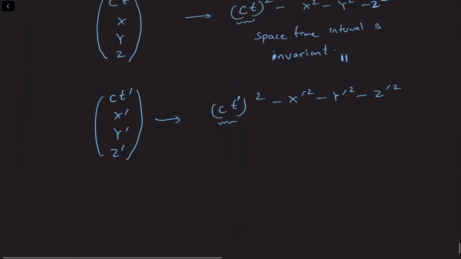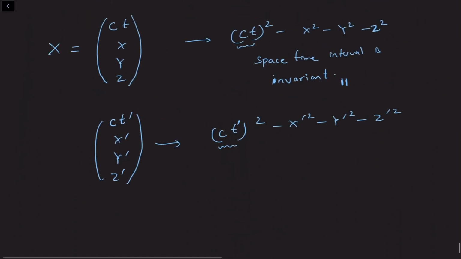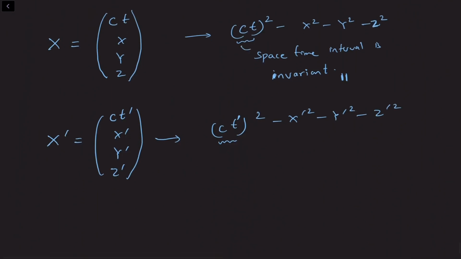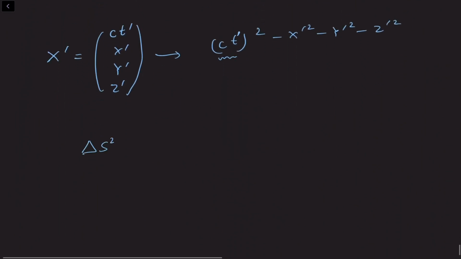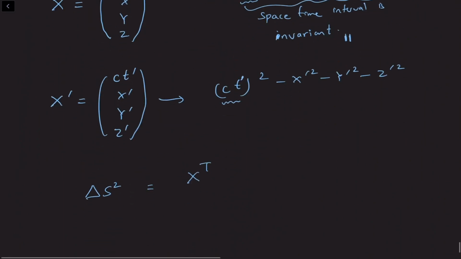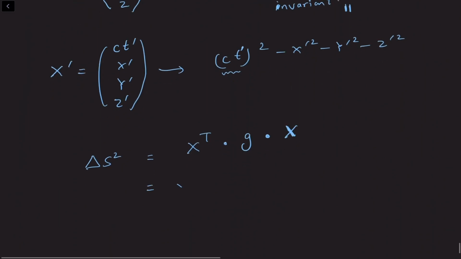So first, if we define this vector as x and we define this vector as x prime, what we see is that the space-time interval can be written in a very simple way. So delta s square, which is the space-time interval, is equal to x transpose dot g dot x, where g is our space-time metric. And the statement is that this is the same as x prime transpose dot g dot x prime.